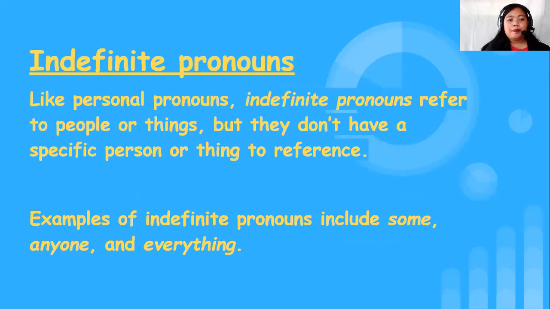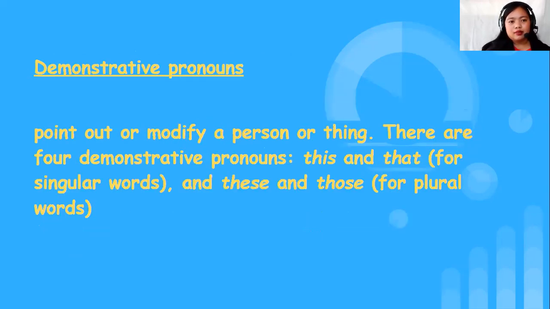Indefinite pronouns. Like personal pronouns, indefinite pronouns refer to people or things. But they don't have a specific person or thing to reference. Examples of indefinite pronouns include some, anyone, and everything. So indefinite pronouns are not exactly referring to something. Just like some or anyone or everything, they do not really refer to a person or a thing. How much is it? That is why it is called indefinite, because it is not exact.